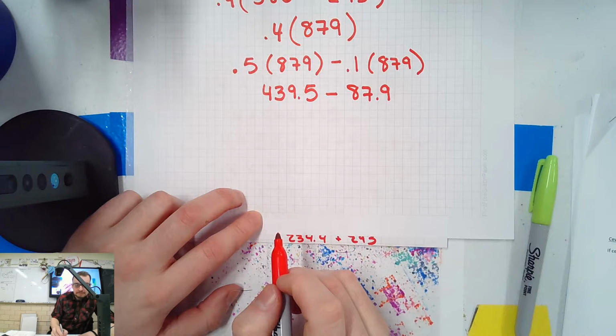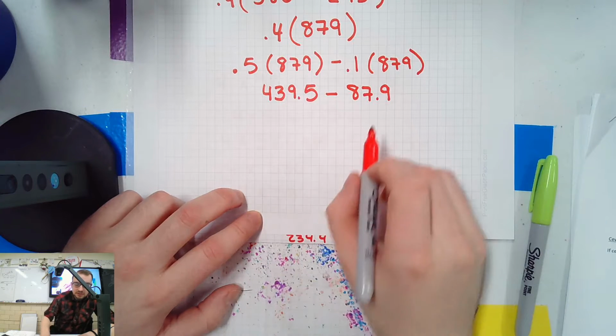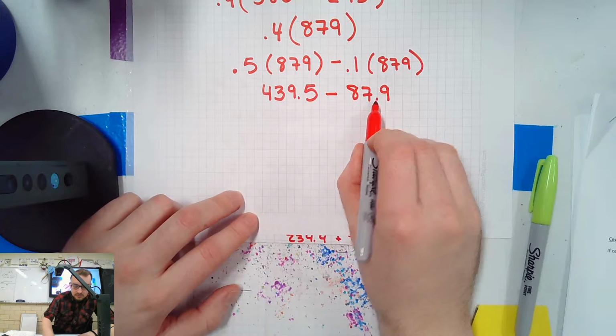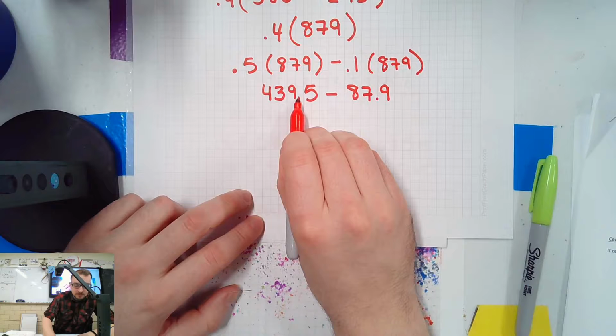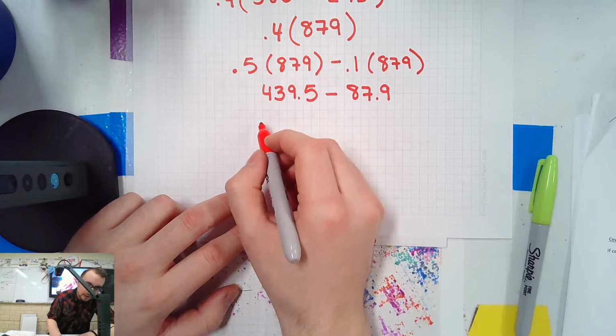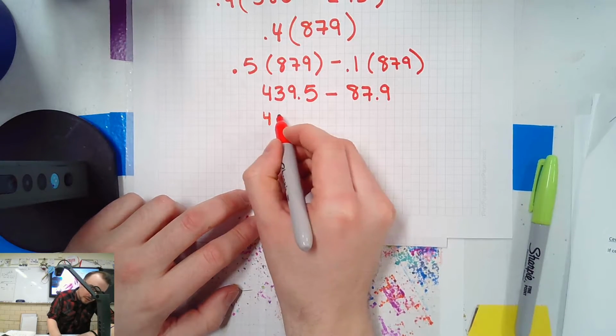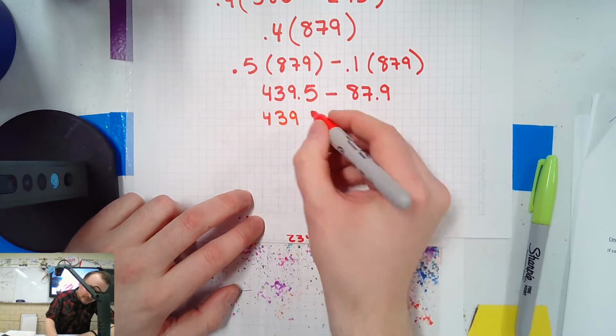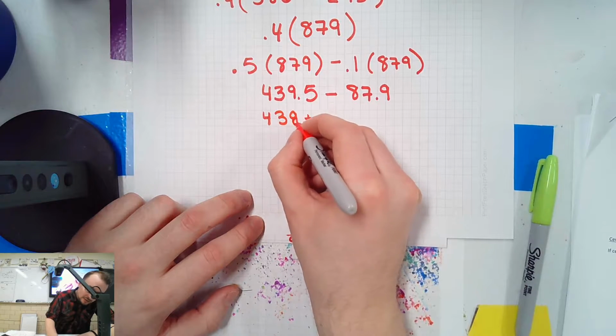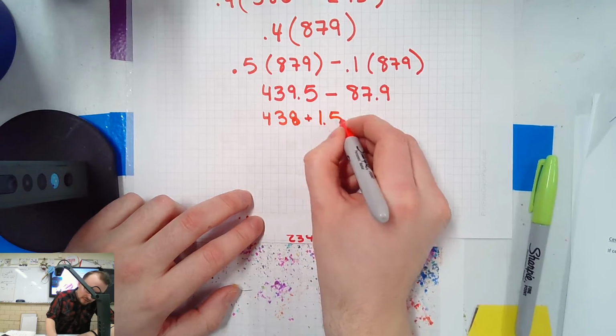The decimal from the 9. The decimal from here? No, the other one. Here. First number. Okay, what are we doing? Making it 15 tenths, so you can subtract the 9 tenths from the 15 tenths. Ooh, okay. So we've got 439, or 438, let's do that. 438 plus 1.5.